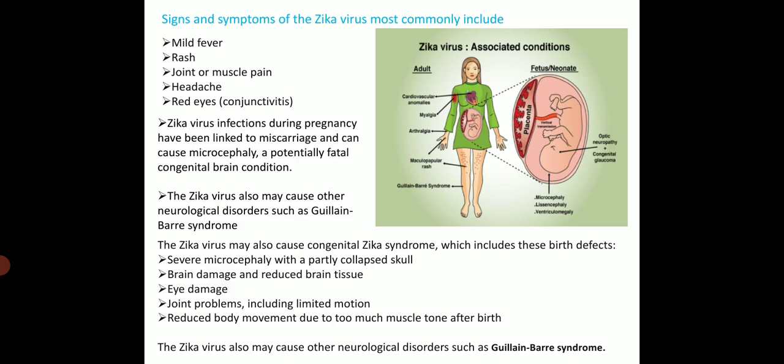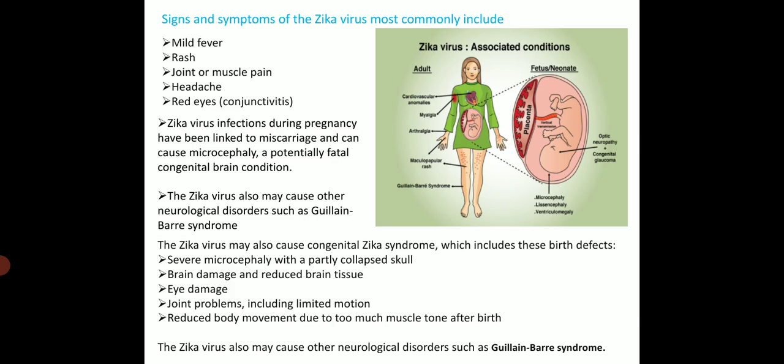So here in this picture you can clearly see the associated conditions of Zika virus. The first one is cardiovascular abnormalities, myalgia, that means muscle pain, arthralgia, that is pain in the joints, then Guillain-Barré syndrome, where ultimately there will be paralysis of the body.